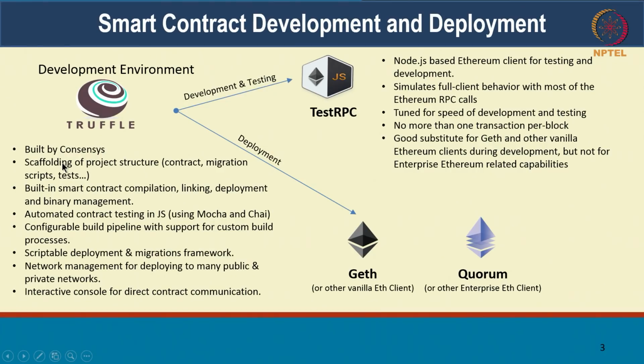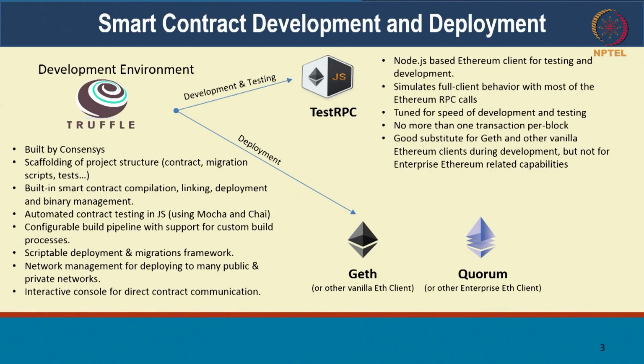So Truffle is really a development environment, and it's become popular over a period of time. It's built by Consensys, and it helps give you a scaffolding of project structure. So you can have contracts, scripts, tests all as a project almost. It has support for built-in smart contract compilation, linking and deployment. You can manage the binaries for your smart contract. It gives you an automatic test framework in JavaScript. It gives you a configurable build and test pipeline.